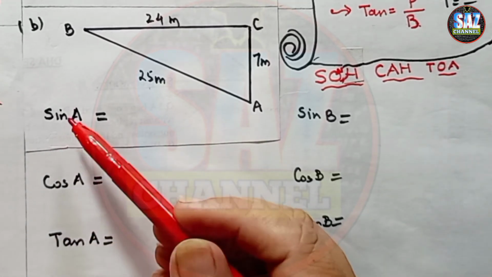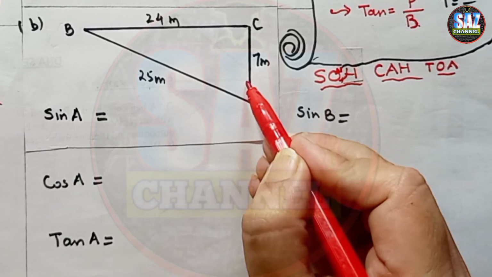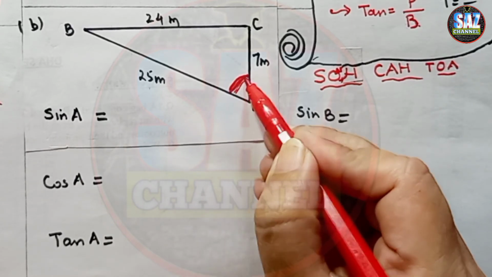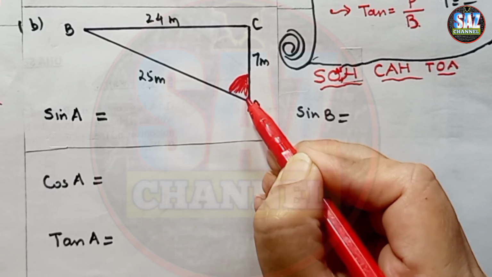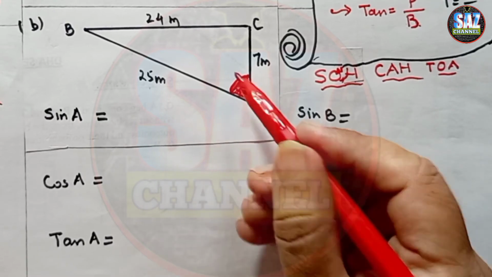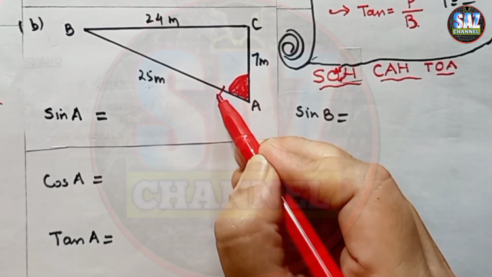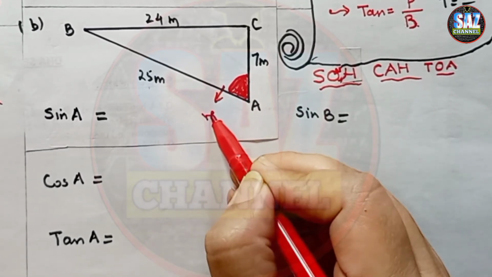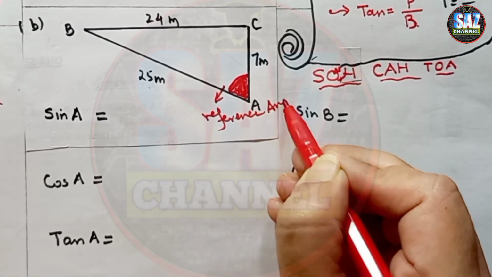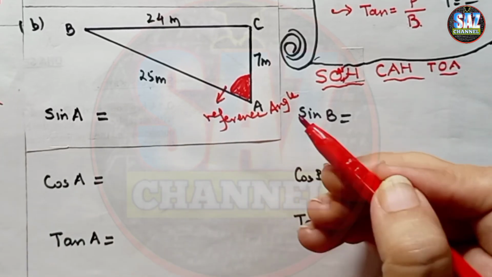In this part, the reference angle or angle of interest is angle A. Let me mark it. Let me highlight this portion so that my students can understand that this is our angle of interest or reference acute angle. You are not supposed to write this. This is just for the understanding.